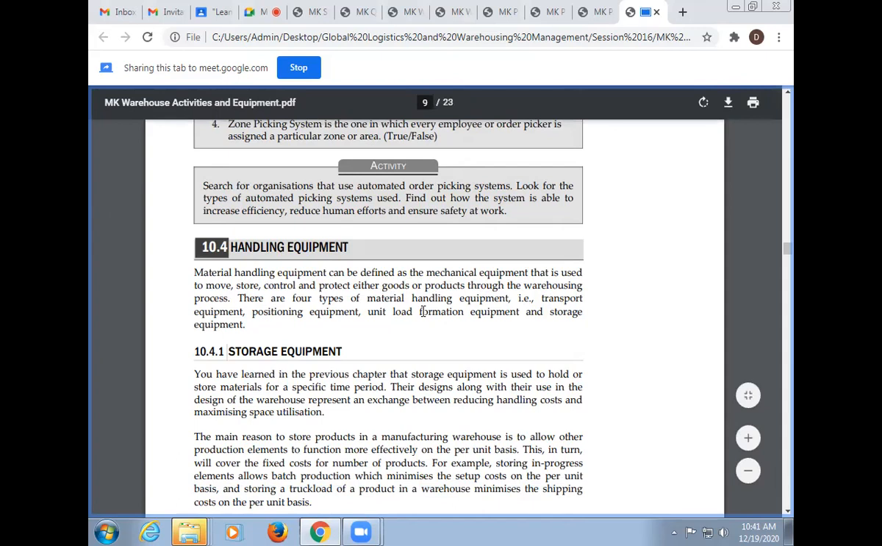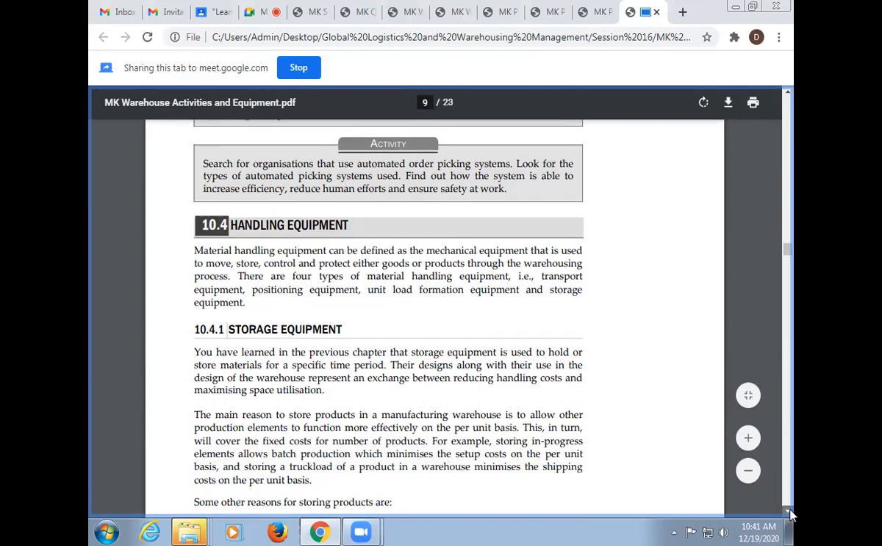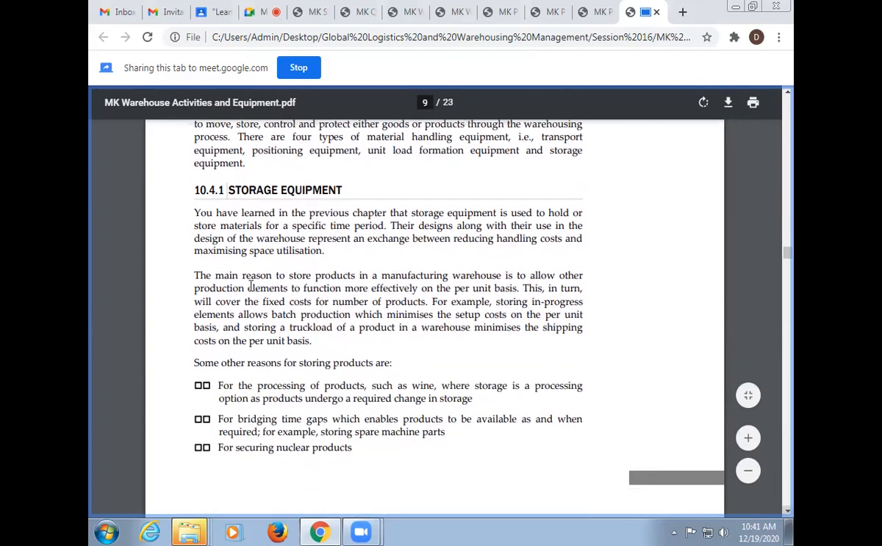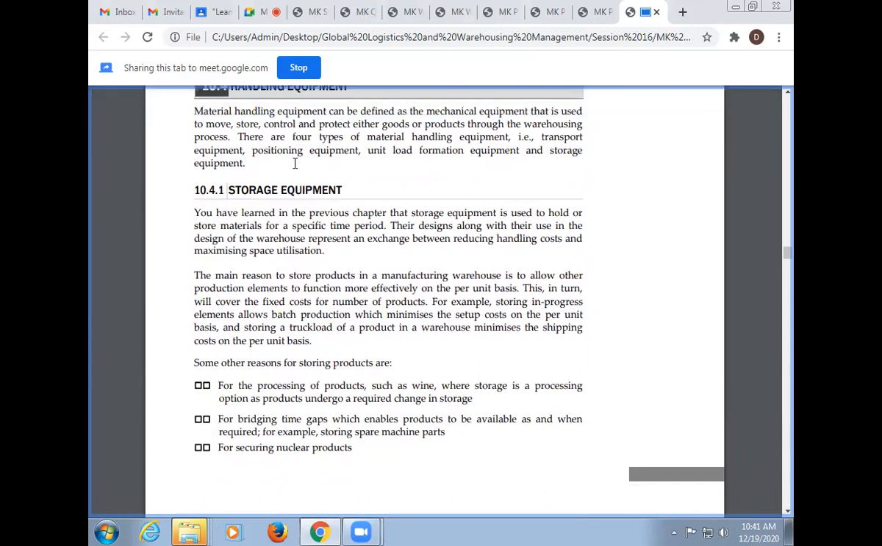There are 4 types of material handling equipment: transport equipment, positioning equipment, unit load formation equipment, and storage equipment. These are the 4 types of material handling equipment used in the warehouses.